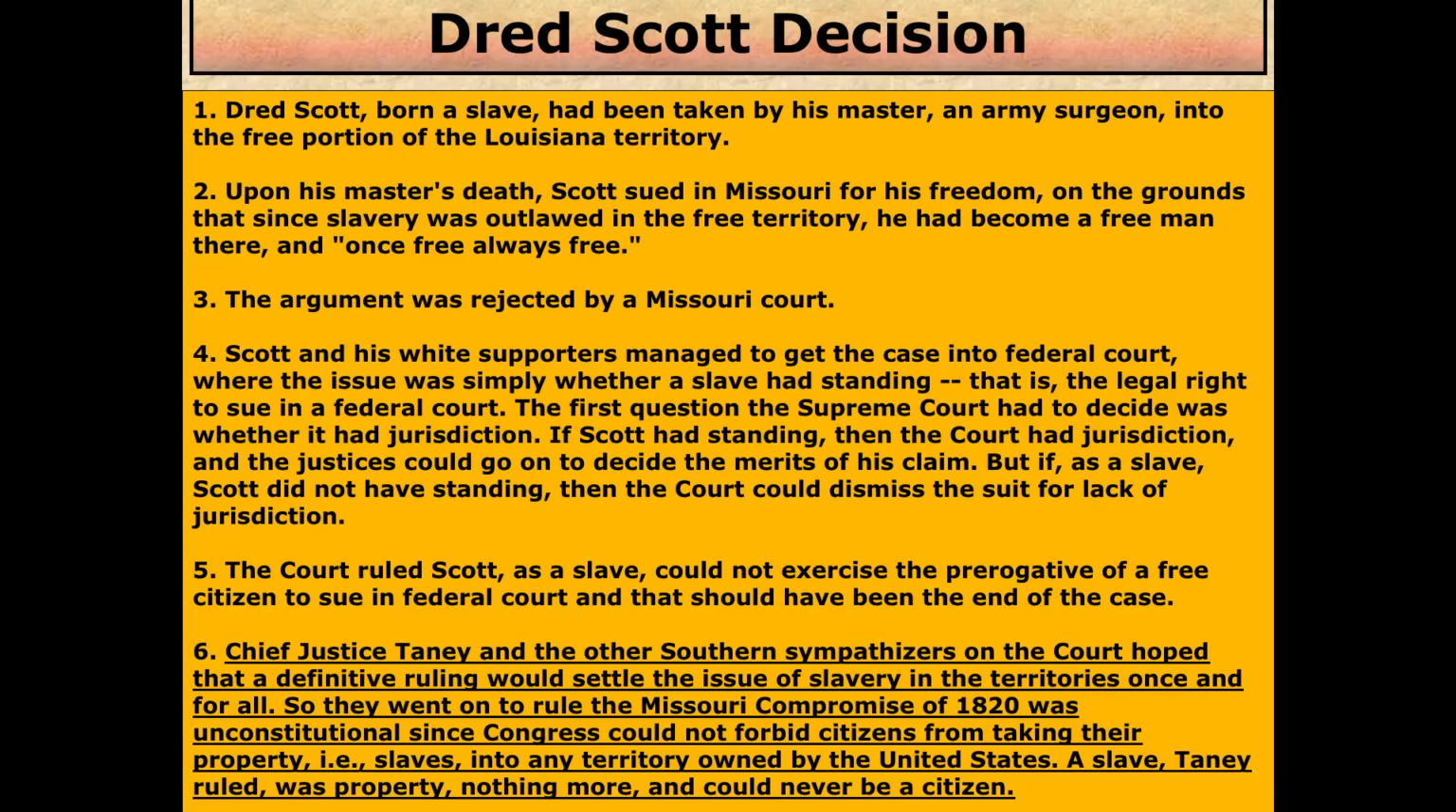So, Chief Justice Taney and other Southern sympathizers on the court are hoping that this ruling is going to be the end-all be-all. Like, yeah, slavery's legal. Essentially, SCOTUS had just overturned the Missouri Compromise themselves. I mean, they thought it was a done issue.